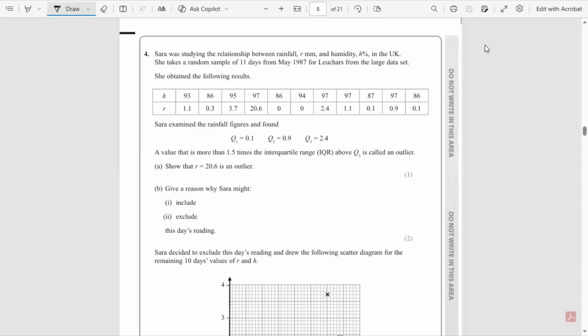We have the rainfall and the humidity labeled in the table. Sarah examined the rainfall figures and found that Q1, the lower quartile, is 0.1. The median Q2 is 0.9 and the upper quartile Q3 is 2.4. A value that is more than 1.5 times the interquartile range above Q3 is called an outlier. Show that R equals 20.6 is an outlier.